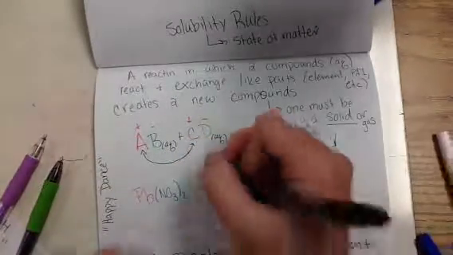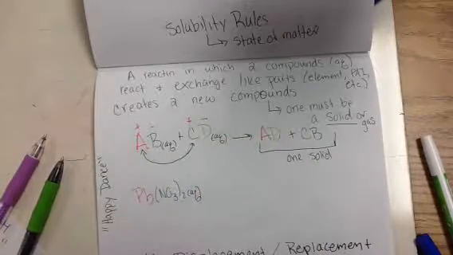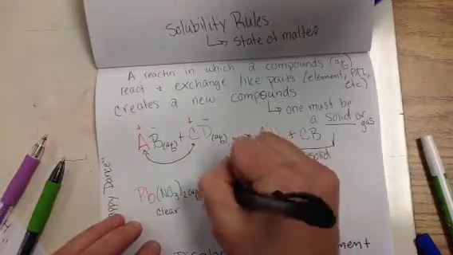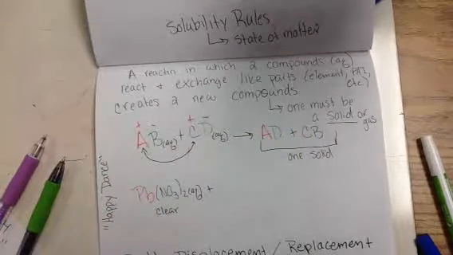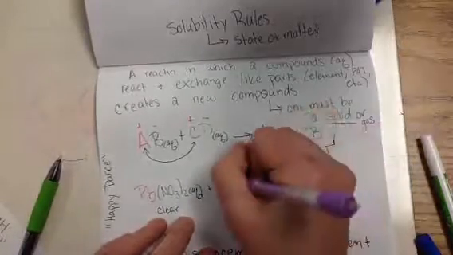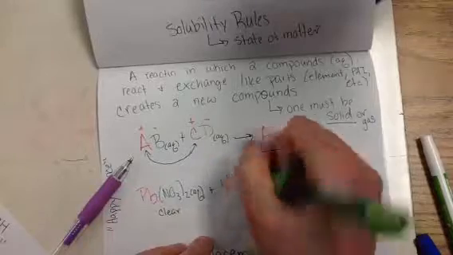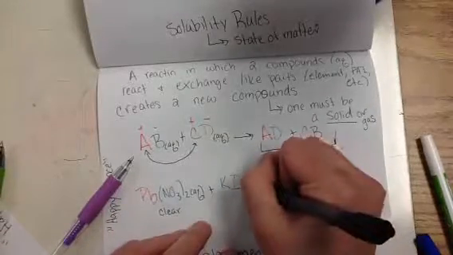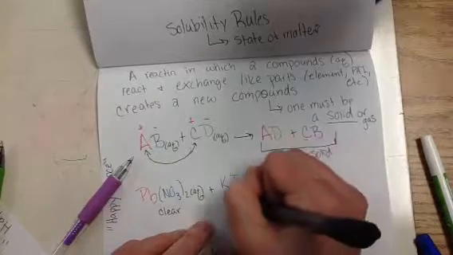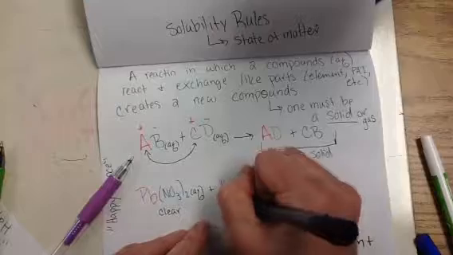So lead(II) nitrate is an aqueous compound, and lead(II) nitrate is clear. It has no color to it. And we're going to react lead(II) nitrate with potassium iodide, KI. I believe potassium iodide is orange. What is potassium iodide? Maybe it's clear too. I think it's clear too.